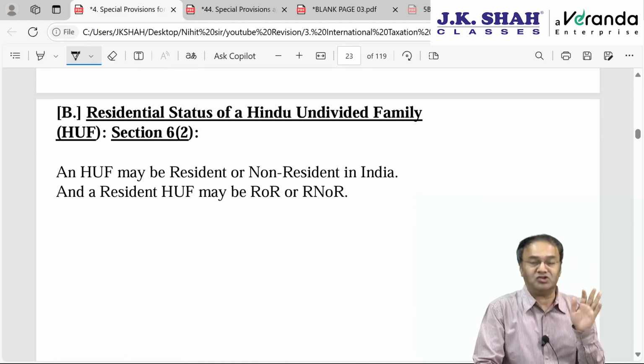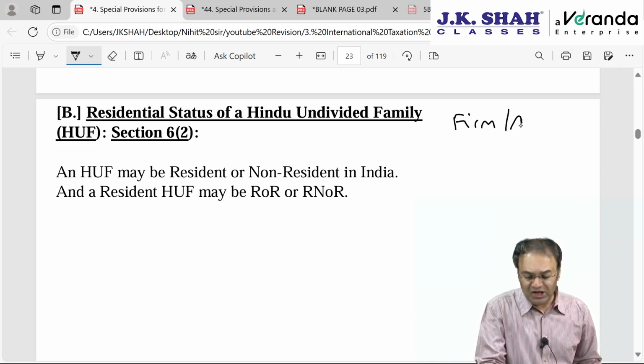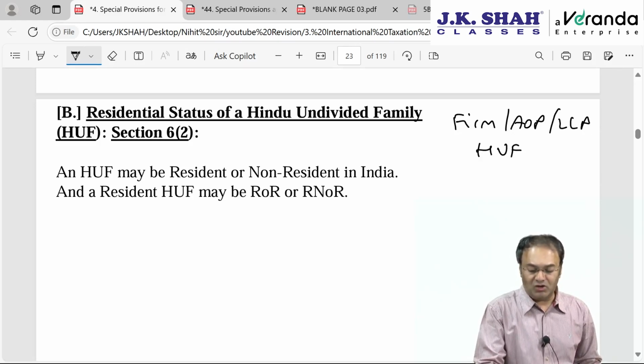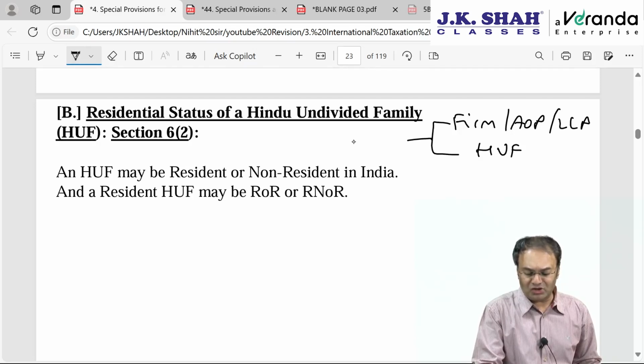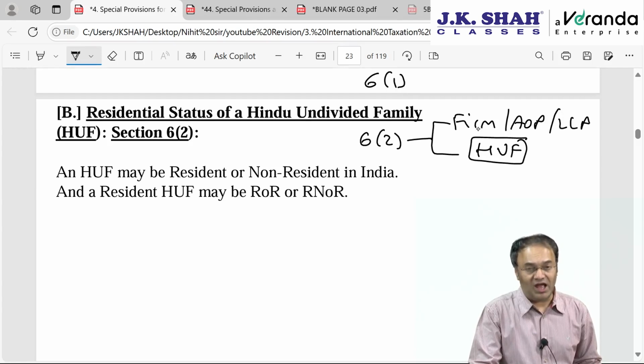Now, residential status of HUF. The same concept is applicable for partnership firm also, AOP also, and firm includes LLP, so I am writing LLP separately. The section number and clause number are also the same: Section 6 clause 2. 6.1 was for individuals and 6.2 is for these other persons. However, for HUF we will discuss separately, and for partnership firm, AOP, LLP we will discuss separately.